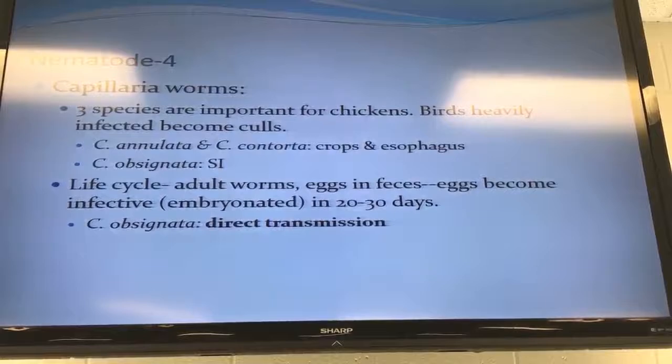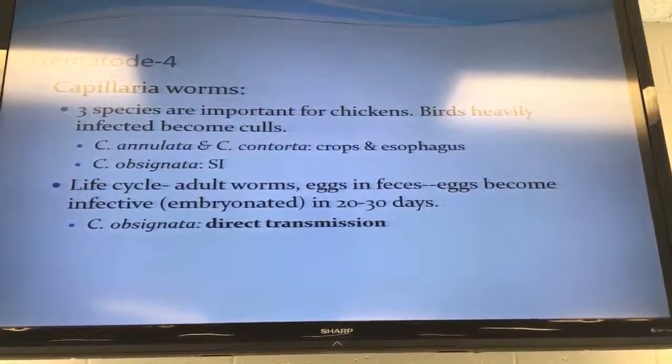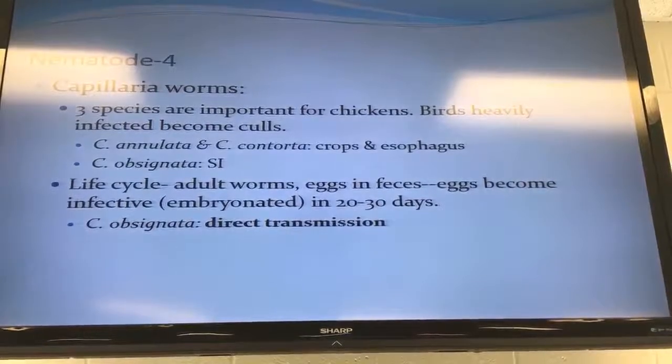Now, remember we talked about, first of all, the life cycle for obsignata, the one that's in the small intestine, has direct transmission. So the eggs are laid, they're passed out in the feces, and develop to L3, and then they can infect what? Other chickens that ingest it. Okay? Everybody got that?